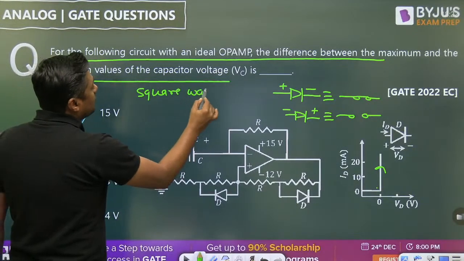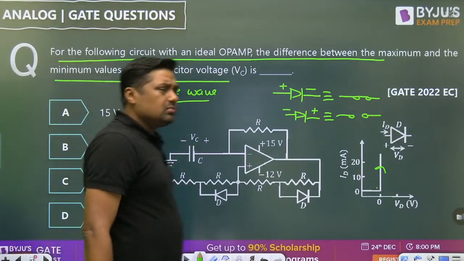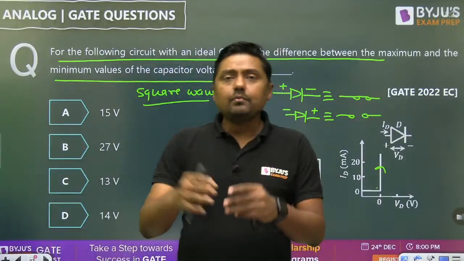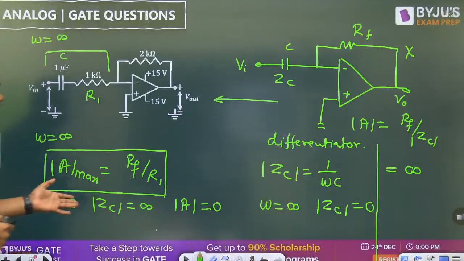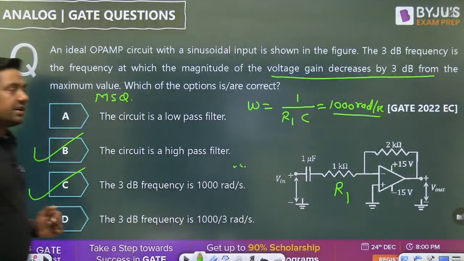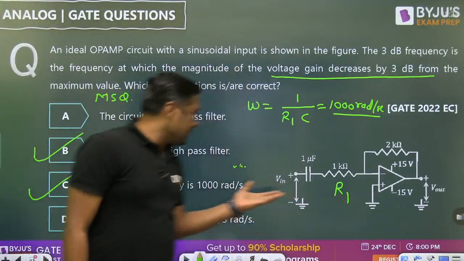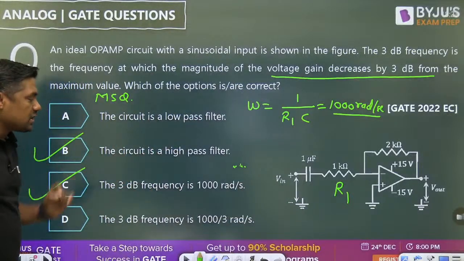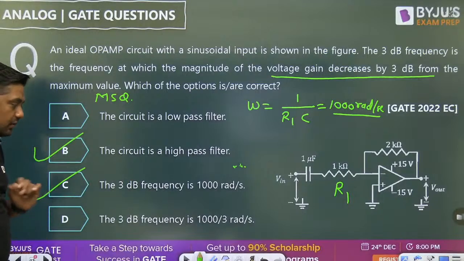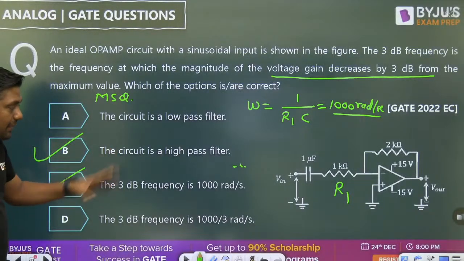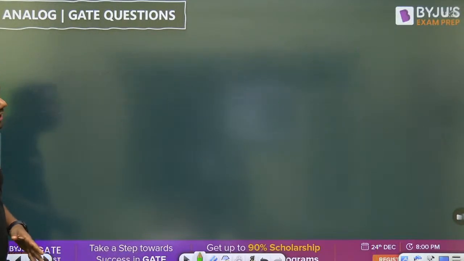So next time we can expect one MSQ. For example, what was in the previous question? What is the name of this circuit? The circuit is a high pass filter. What is the second question? The 3 dB frequency is 1000 radian per second. MSQ. So what will be the MSQ next time?